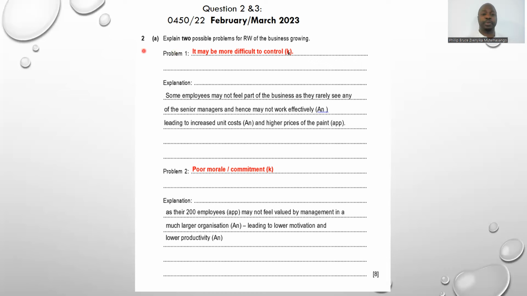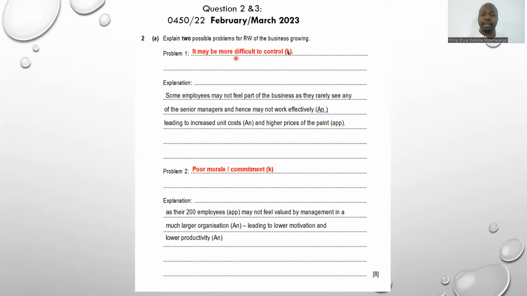So the first question here, 2A, it says, explain 2 possible problems for RW of the business growing. So the moment a business grows, it means we're now having more employees, we're now having more branches, or we may now be having more capital available. So number one problem that you may experience is control. Control may be more difficult in such a case.